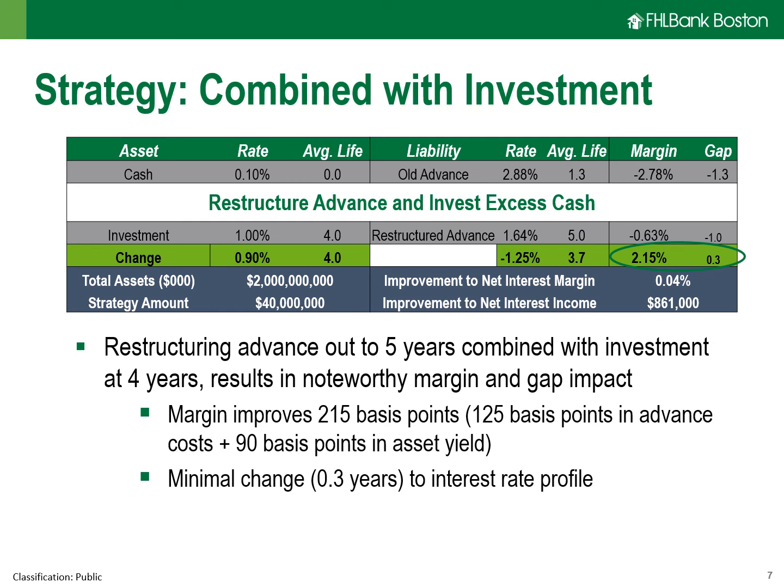So when you combine both the asset purchase with the restructures, you see some very noteworthy takeaways, particularly when you look at the 2 data points circled in green. The first one is showing a margin improvement of 215 basis points, and the second one is showing a change of 0.3 years to gap exposure. With the assumption that this is a $2 billion institution, we see a 4 basis point improvement of net interest margin, or $861,000 in annual net interest income.